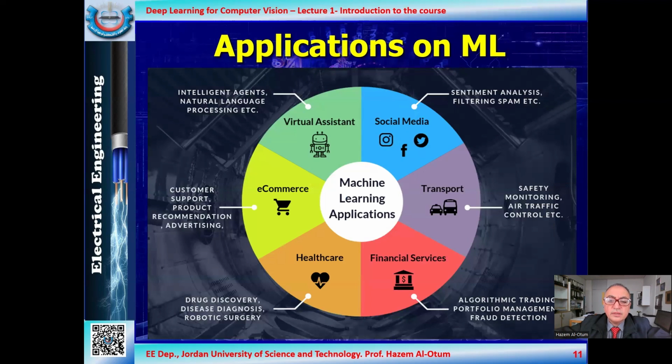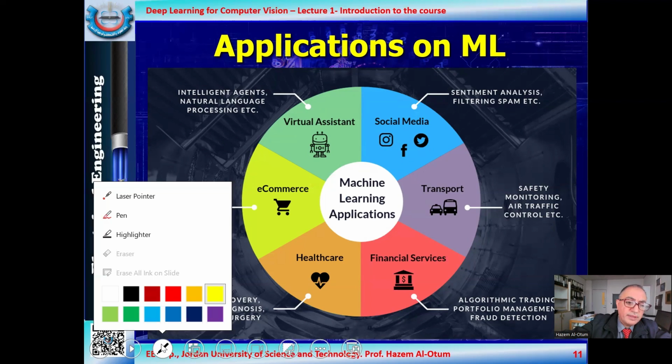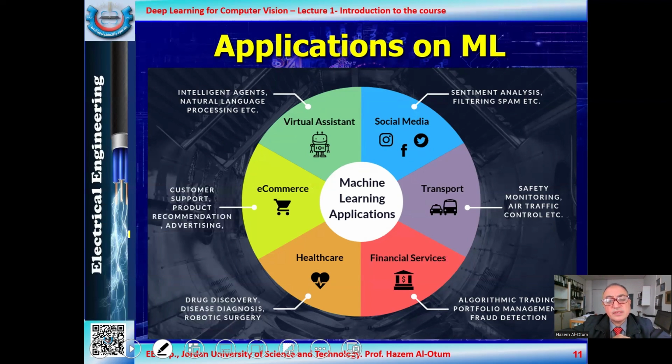As for applications of ML, you will find a lot of applications, repeating the applications that were used maybe in the previous computer vision and artificial intelligence, because there is a big overlap between these things. We'll find intelligent agents, natural language processing, etc., virtual assistants. Also, we can find it in e-commerce, as you see here.